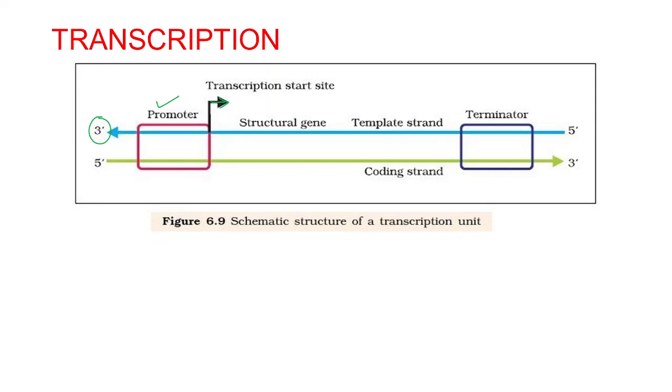And the strand which is present here like this is called the template strand. That means the coded information of this particular strand will be read. And what about the other strand? It is called the coding strand, whose information is not read; the actual information is read from the template strand. Next, do remember that at the end the terminator will be present. This is the transcription unit, right.